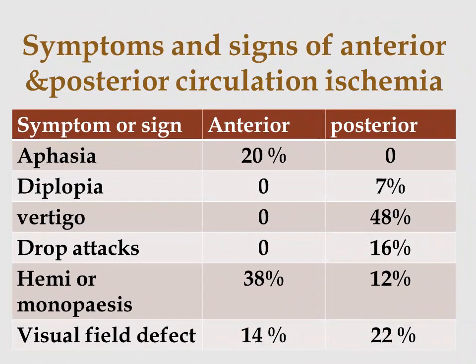Symptoms and signs of anterior and posterior circulation ischemia. How can we differentiate between anterior and posterior circulation? Aphasia is a conclusive symptom of anterior circulation, while diplopia, vertigo, and drop attacks conclusively occur in the posterior circulation. Hemiparesis or monoparesis occurs in both, and visual field defects also occur in both circulations.